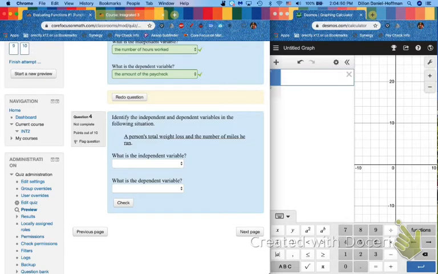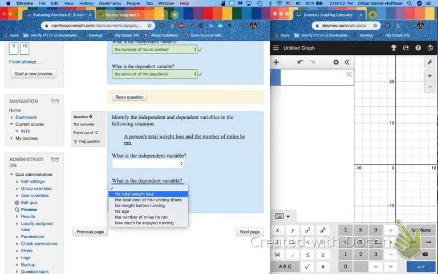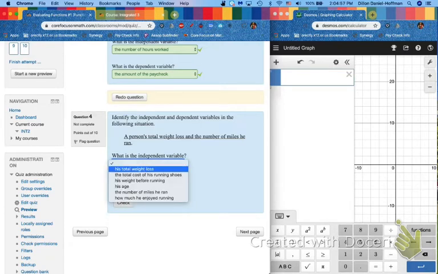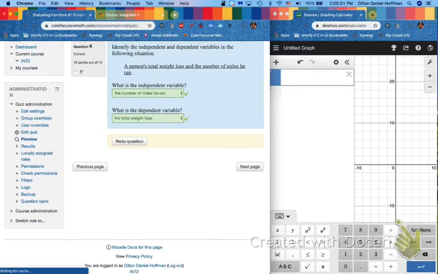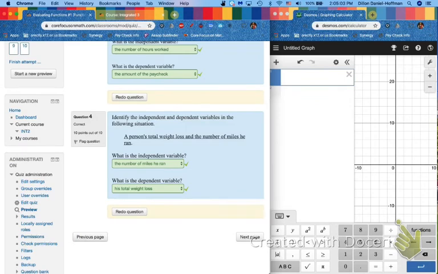So, hopefully you had that a person's total weight loss, or in this case, his total weight loss, depended on the number of miles he ran. In that order from bottom to top. Okay. Cool.